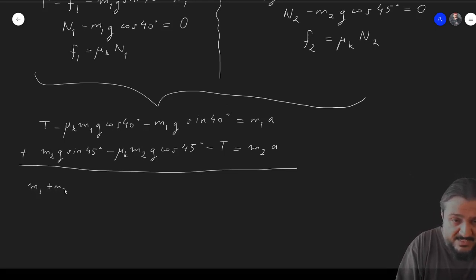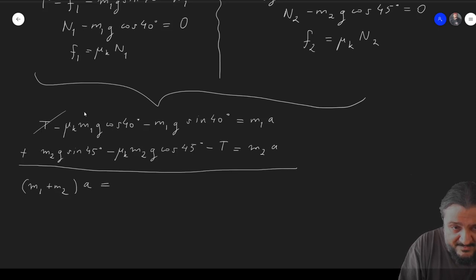m1 plus m2, times a. Now, if I add these two, I get rid of the T's. What is left? I have now m2g sine 45 minus the other terms, okay?